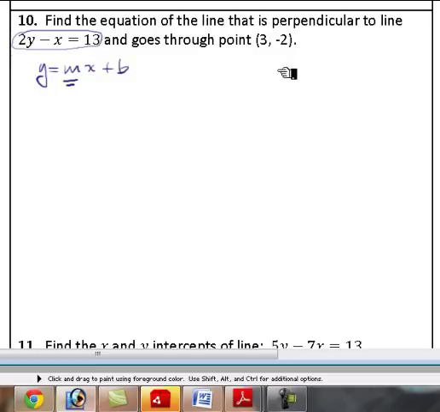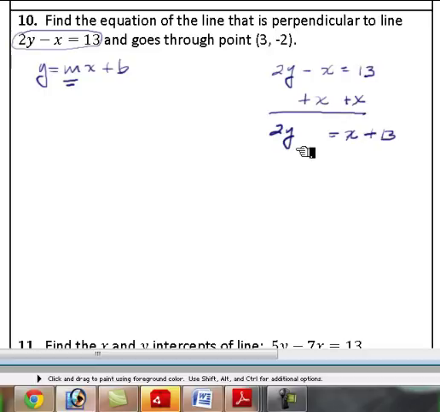So let's find the slope of this line. And we'll do it by putting this in the form y equal mx plus b. Let's bring that x over. Okay, let's divide both sides by 2. And we have y is equal to 1/2 x, or x over 2, which is the same as 1/2 x, plus 13 over 2.